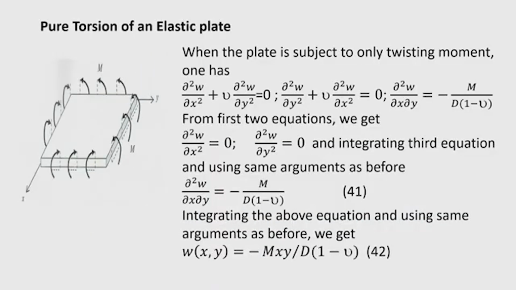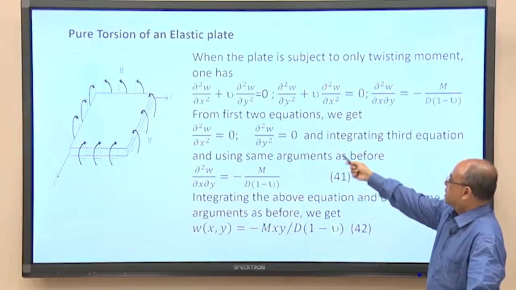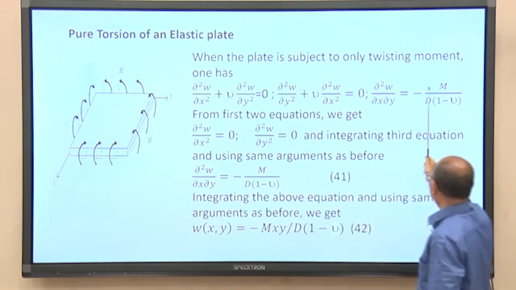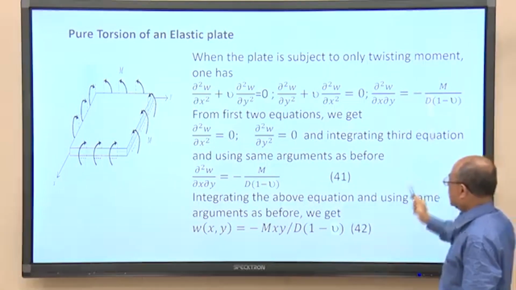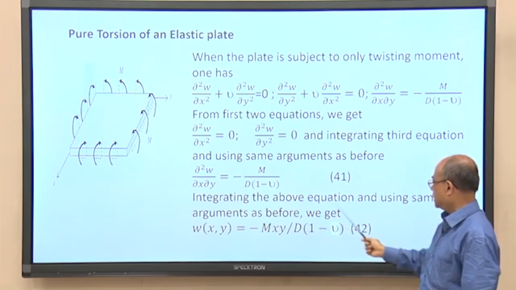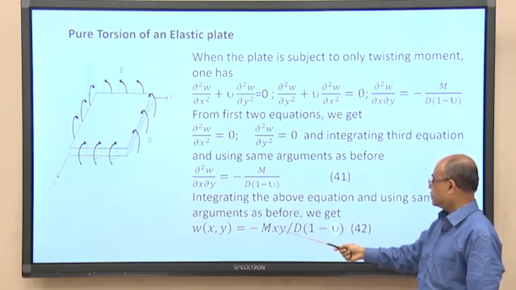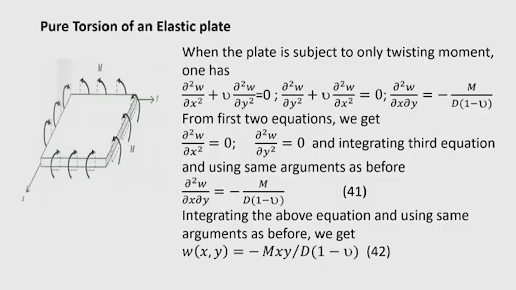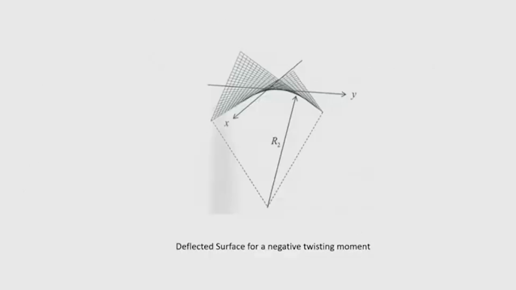If I see the pure torsion of the plate, in that case bending moments are 0, only the torsional moment is applied, and the torsional moment equation we know, this is the torsional moment equation, and we can write this torsional moment equation as this. So, integrating the above equation and using the same argument as before, we can arrive at W as minus m x y into 1 minus nu. So, this is another equation, okay, for deflection of a plate subjected to pure torque. So, pure moment is there. In that case the deflection surface will look like that.